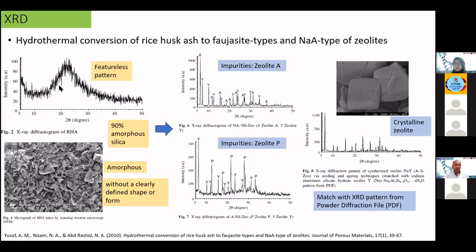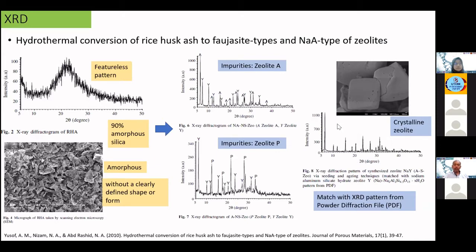So for the amorphous, it will show an X-ray featureless pattern in XRD. But for the zeolite, there is a significant peak here. For example, this one, we synthesized zeolite in the lab using Texas ash as a silica source, and we got highly pure zeolite Y. So this is one type of zeolite.